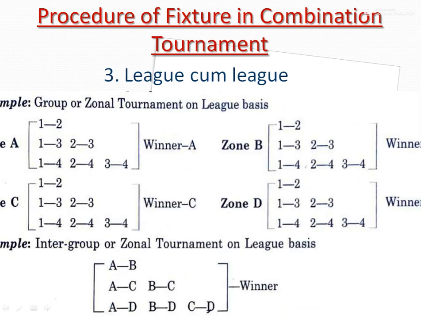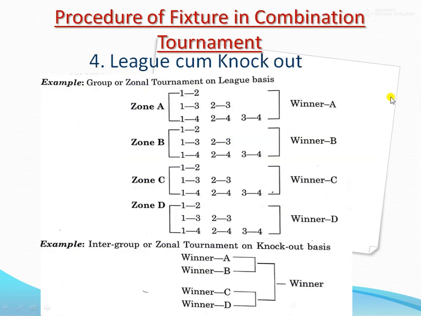The next is league cum league. Whenever we play the zonal tournament according to the league system, and we get the zonal winners according to the league tournament, and then the interzonal tournament is also on a league basis. It means starting with league and finishing with league. That type of tournament is known as league cum league tournament.